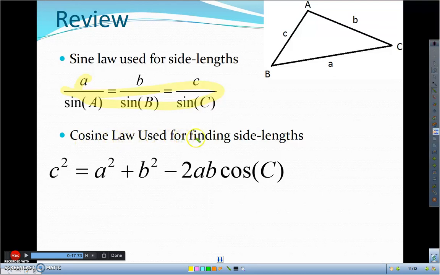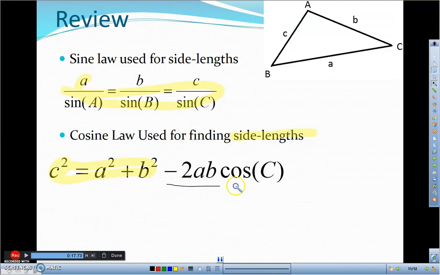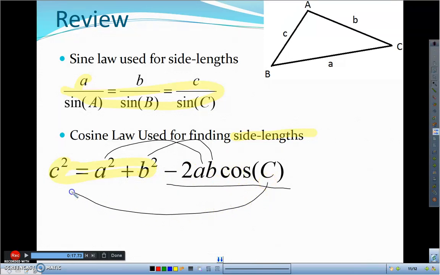We've also learned the cosine law, used for finding side lengths, where this looks like the Pythagorean theorem, c squared is equal to a squared plus b squared, but we've got this addition on the end, minus 2ab cosine c. And how I remember it without really memorizing is that these two match up. So c squared is equal to a squared plus b squared minus 2 times the first letter repeated times the second letter repeated times cosine, because it's cosine law, and this matches up to this angle here. So it would be this angle matched with this side length.